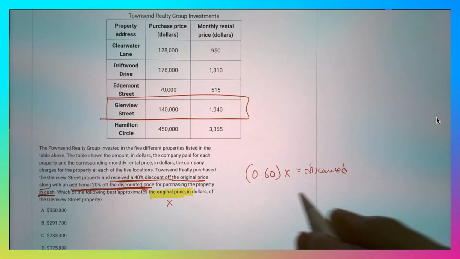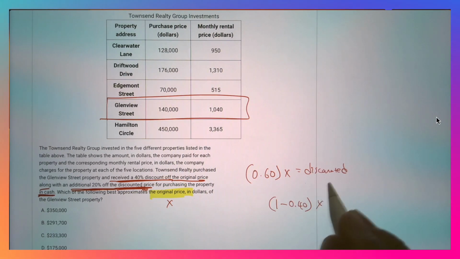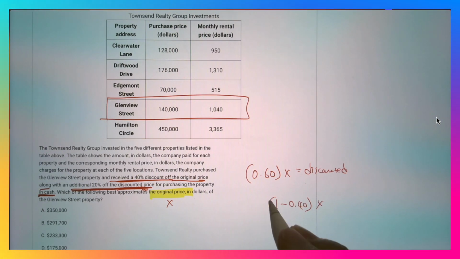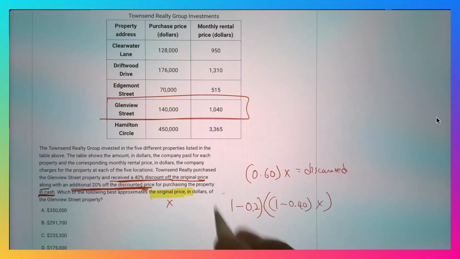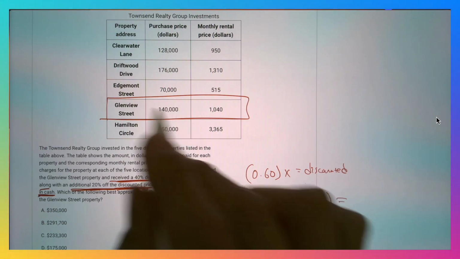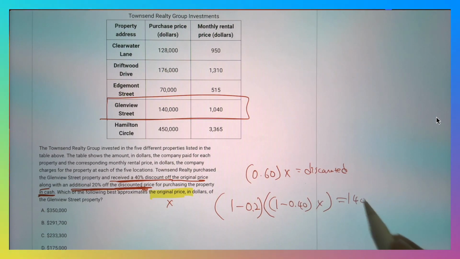Now, if you really want me to show all the work, it would have been 1 minus 0.4 for the discounted price. And that's how you get the 0.6 here. And then from this amount, we're getting 20% off, 1 minus 0.2. If the answer choices were showing the equation for how you get it, this would have been it. So with all this discount, this realty just had to pay 140K.